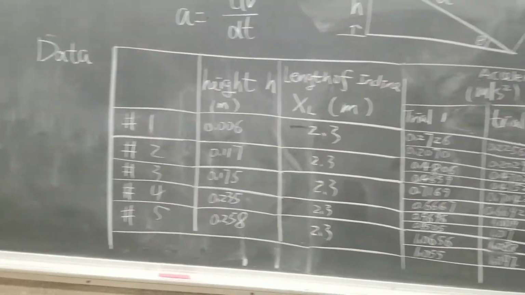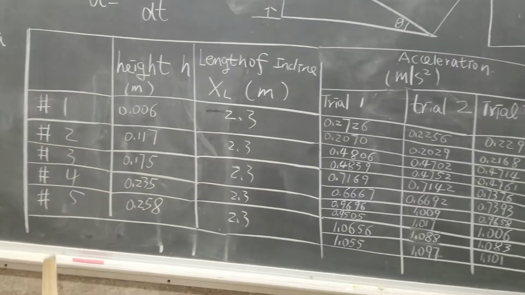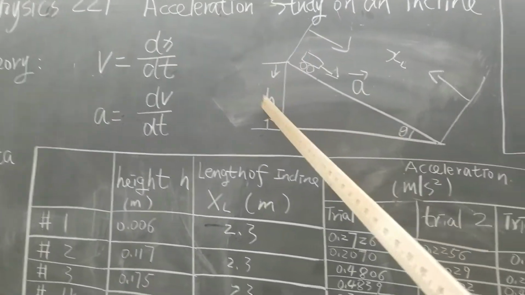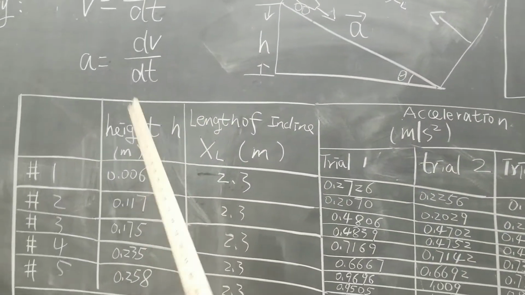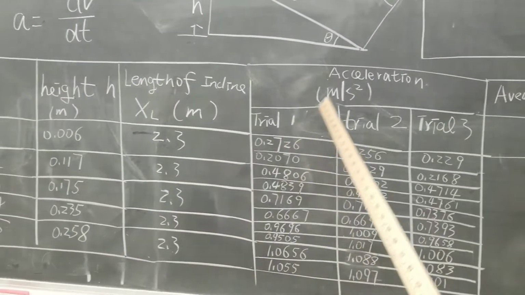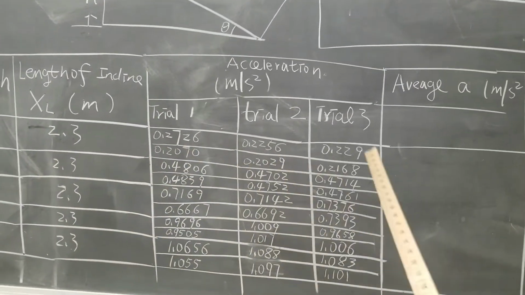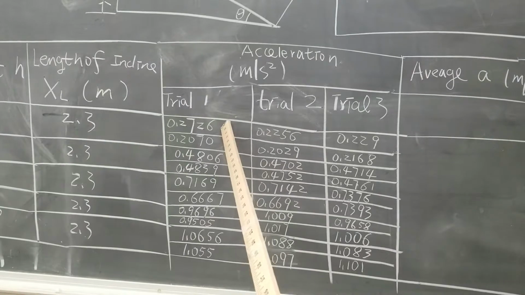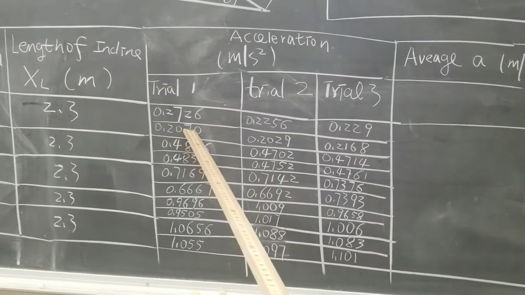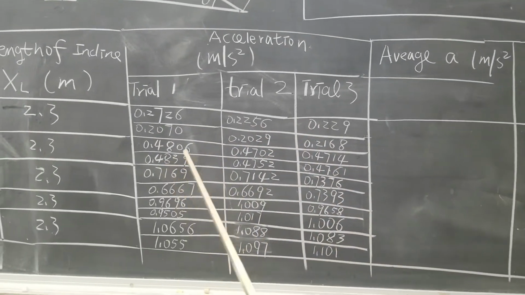This is the data I collected. I tried 5 trials, and I measured the height of this incline. This is h, in units of meters. And the length of the incline is constant for all my trials. For each height, I got 6 accelerations. The first row is from the slope of the velocity-time graph, and the second row is from the coefficient of the position-time graph.